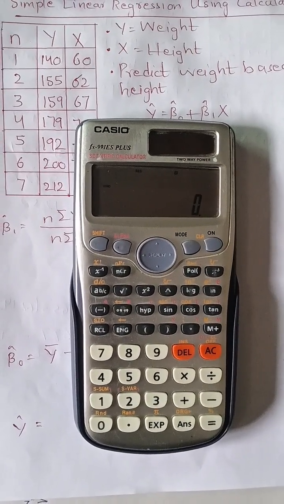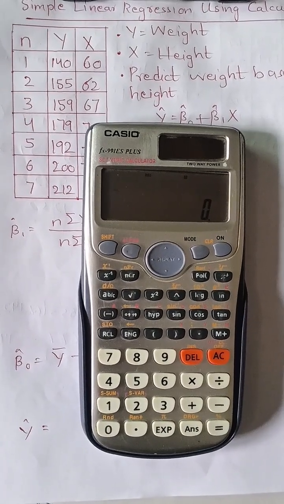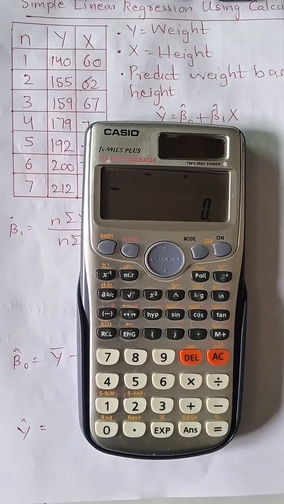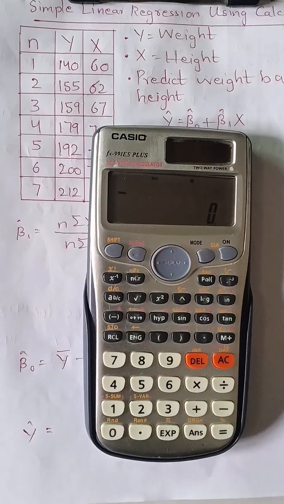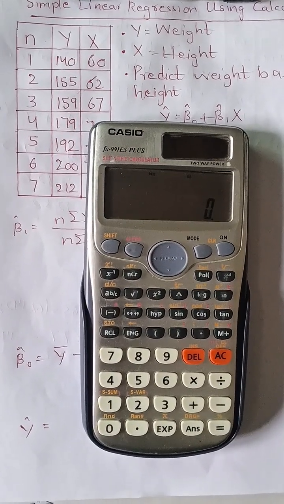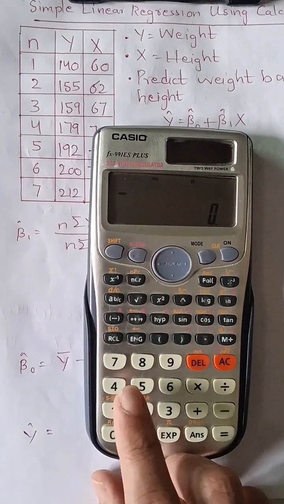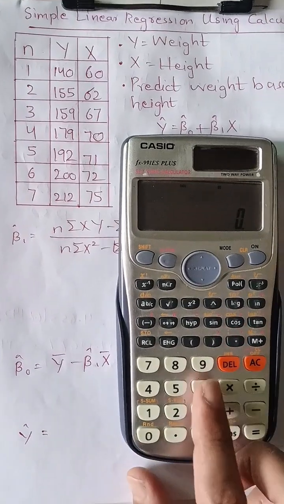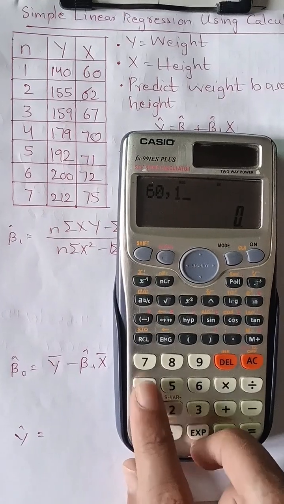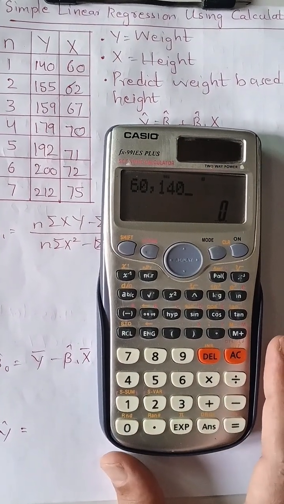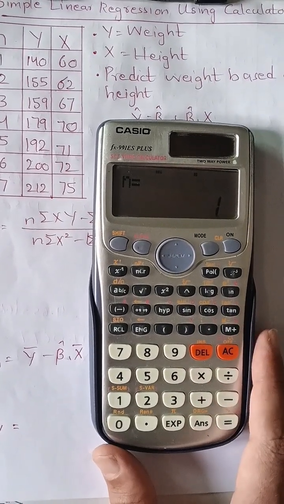So what we need to do first is to include the x variable and y variable and then save one by one value. For this purpose we need to enter x values first, then comma, then y values, and then press M1 to save it. So the first x value is given in the table, which is 60, then press comma, then the y value, which is 140. So to save this first observation we need to press M1. So now the first observation has been saved.